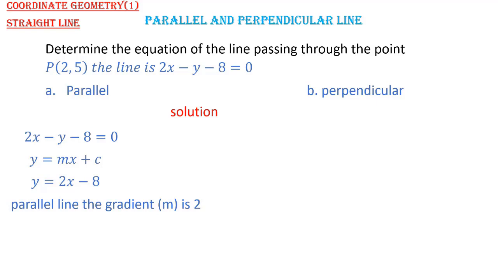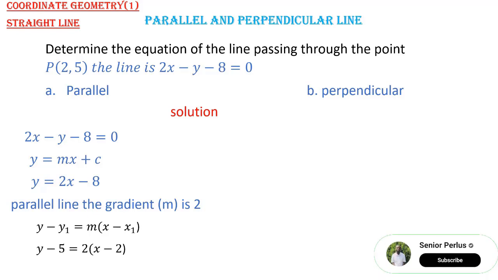Then we will find the equation of the line. And we know the equation of a line is y minus y1 equals m times the difference of what? x. And we know our point. So our point is (2, 5). Our x1 is 2, y1 is 5. So this is our equation of a line with parallel line.